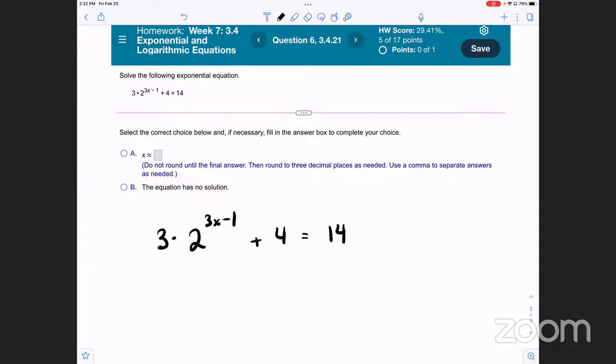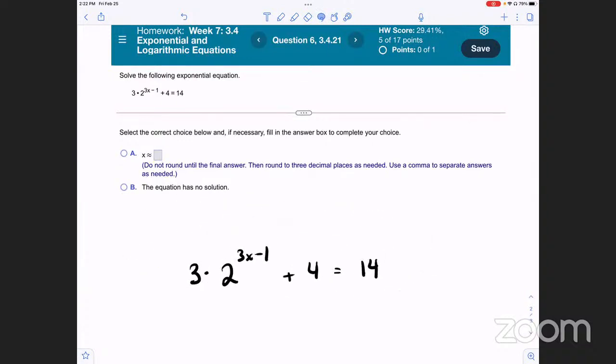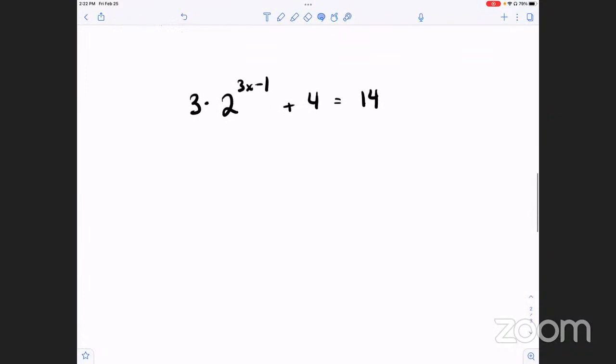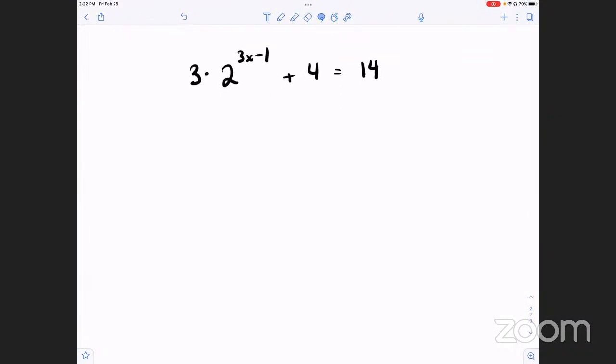To solve this, we're going to move terms away from our x, right? So we're essentially going to be working from the outside to the inside, right? So the first thing we want to move is that 4, all right? And let's do this really quickly.